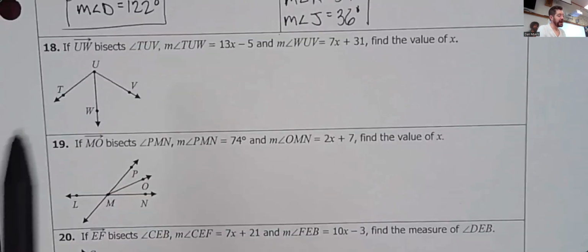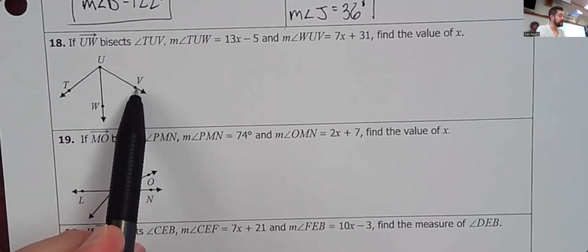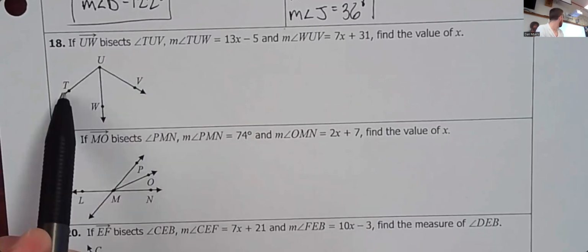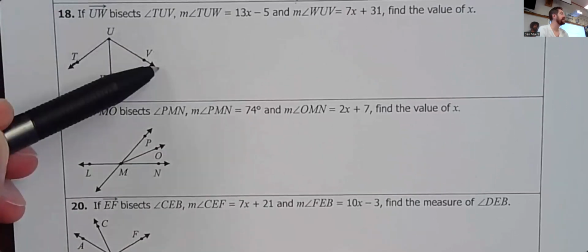Real quick, we're not actually going to do 18, but I will talk about it real quick. So it says ray UW bisects angle TUV. So TUV is the big angle here, okay? And this ray right here, UW, bisects this big angle. What does bisect mean?